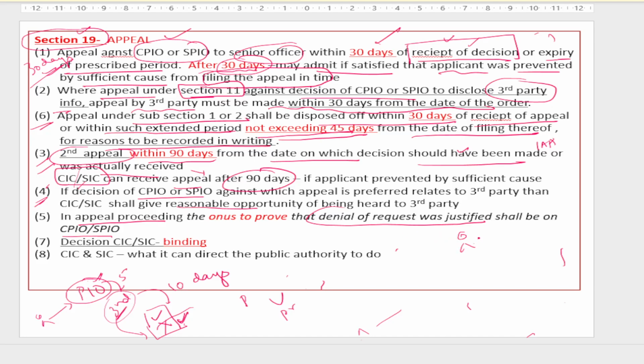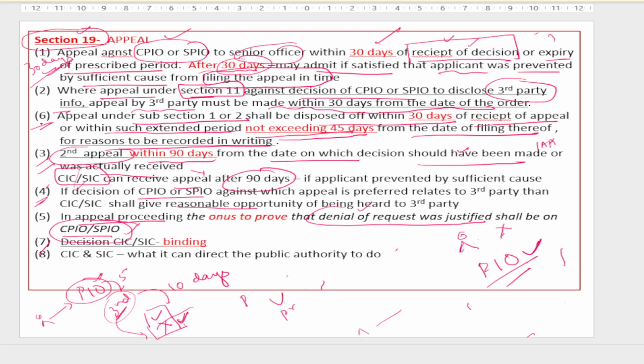The applicant does not need to prove that the RTI application filed by the applicant was genuine, or that the applicant had the right reasons to file the application. The applicant does not need to prove all this. If the PIO has denied the request for information, in that case the burden of proof will be on the PIO. The PIO has to prove that the denial of request for information was justified.